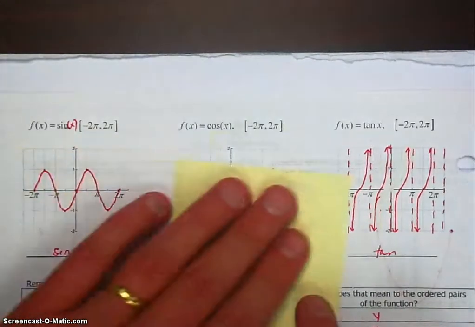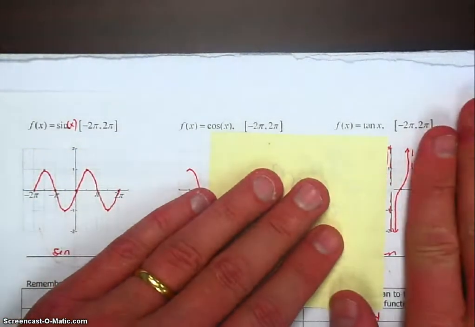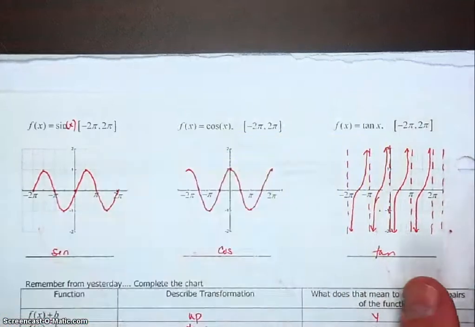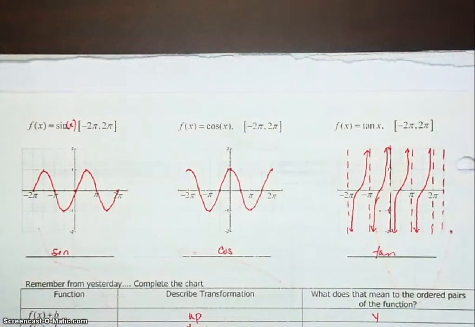And then that's, again, the tangent function. You probably only saw this part of the tangent function when you looked in your notes, but I just graphed it all the way out from -2 pi to +2 pi.